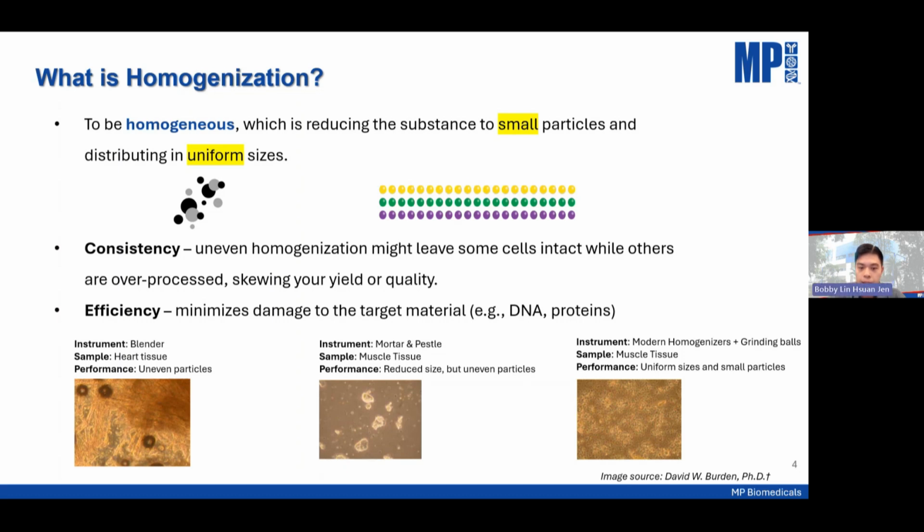Lastly, on the right-hand side, we see the modern-day homogenizer, such as the FastPrep, utilizing the lysing matrix, which contains the grinding balls inside the tubes. With the combination of these two, by homogenizing the muscle tissues, we are able to achieve a better, uniform size and also a smaller particle. So in summary, this is what we should be able to achieve and what we expect to have for our results.